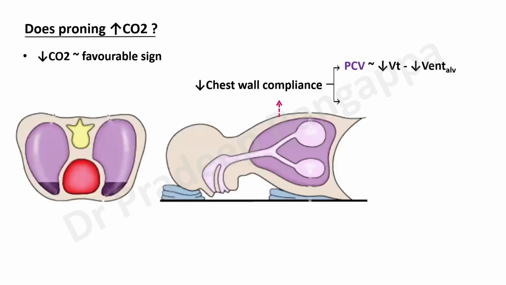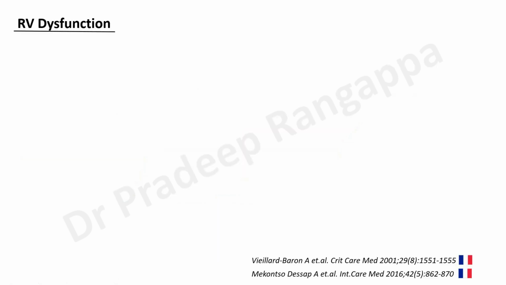So why does CO2 go up? Because after proning, your chest wall compliance can come down, and if there is an unadjusted pressure controlled ventilation mode, there is reduction in the tidal volume, because in pressure control, pressure is guaranteed, tidal volume may come down, and that decreases the alveolar ventilation. In volume controlled ventilation, there may be increase in the dead space, and both of these reasons can increase the carbon dioxide. So one has to tweak the ventilator parameters and see how best one can avoid the CO2 going up.